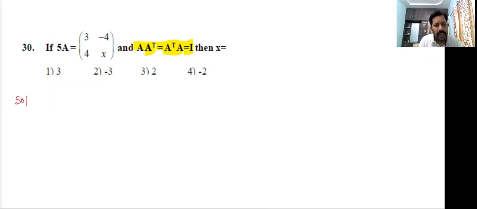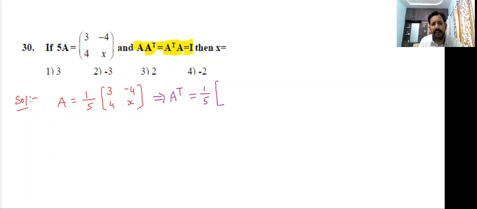First, the matrix A is given, so I am writing the A matrix: 1 by 5 into [3 -4; 4 x]. Okay. Now find A transpose. A transpose means transpose the elements in the matrix, not outside. 1 by 5 is a constant, don't do the transpose there. Now transpose of the matrix [3 -4; 4 x]. Students, have you understood?